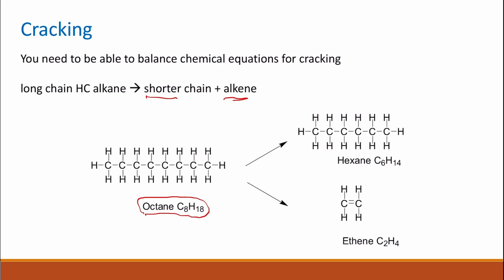When it undergoes cracking, it can give you a shorter chain hydrocarbon, hexane, which is a 6 carbon atom chain alkane, and it will give you ethene, which is an alkene with the double bond there, and this is only 2 carbon atoms. This is a balanced equation where one octane will give you one hexane and one ethene.